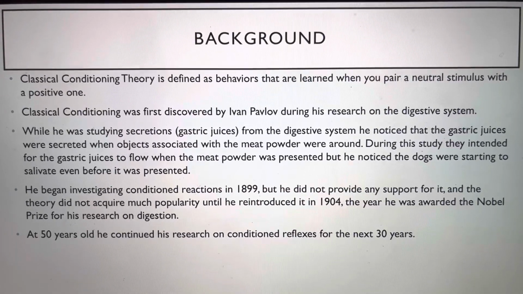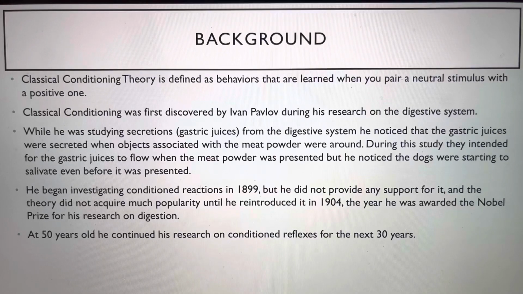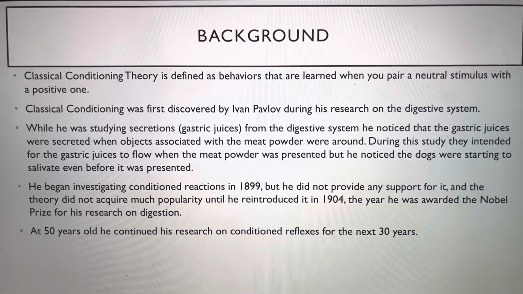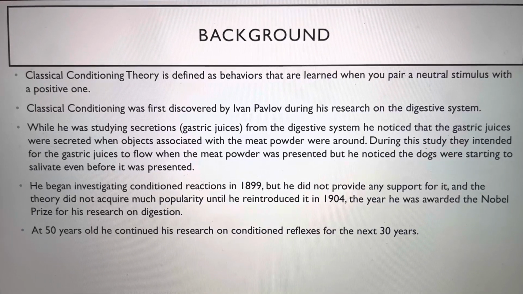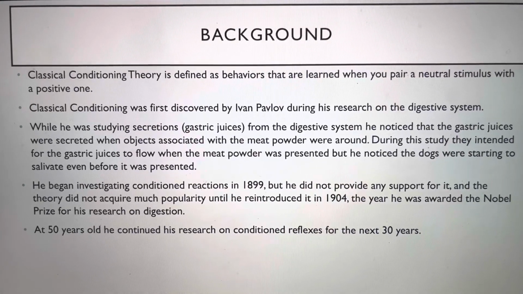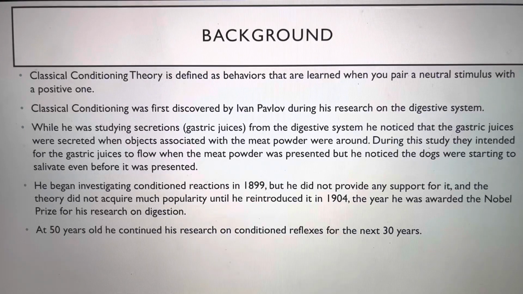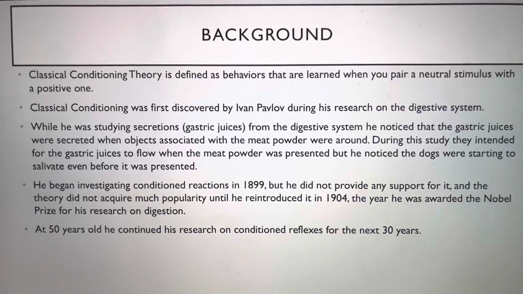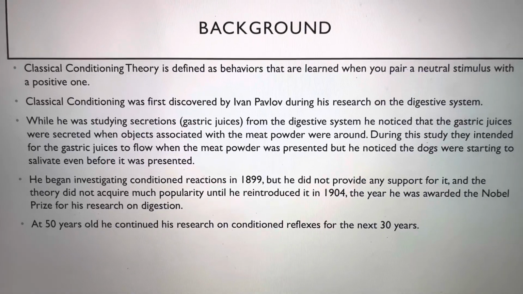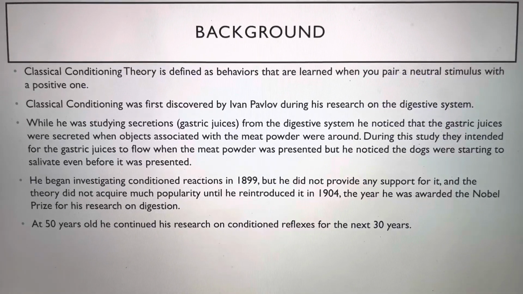He began investigating conditioned reactions in 1899, but he did not provide any support for it, and so the theory didn't acquire much popularity until he reintroduced it in 1904. This was the year he was awarded the Nobel Prize for his research on digestion. Then at 50 years old, he decided to continue his research on conditioned reflexes for the next 30 years.